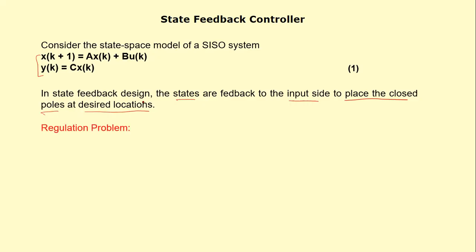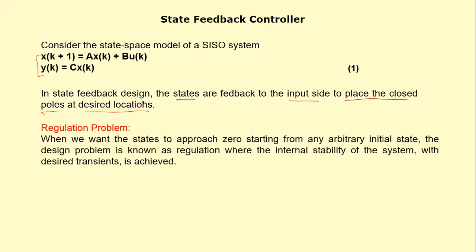Now, the state feedback controller has two problems which we will discuss, which are associated with the state feedback controller. The first one is the regulation problem, and the second one is the tracking problem. Now, regulation problem, what is regulation problem? When we want that the state of the system should approach zero from any initial state. For example, if the state of the system is anywhere and it approaches some equilibrium point, right? It approaches some equilibrium point.